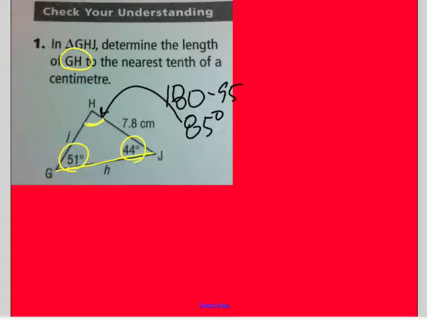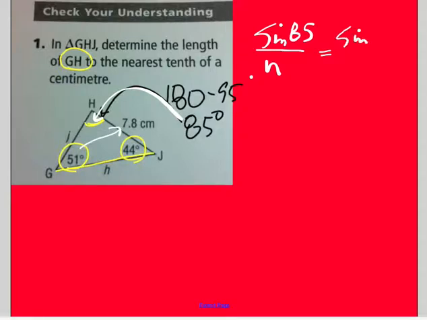So I set up my ratio here, and using the sine law, I'm going to take the sine of this over my unknown, so it's sine of 85 over h, which is going to equal a fraction that I do know, with its opposite partner, sine of 51 over 7.8. Like I said before, the hardest part of this is to make sure you've got a ratio that you can work with.